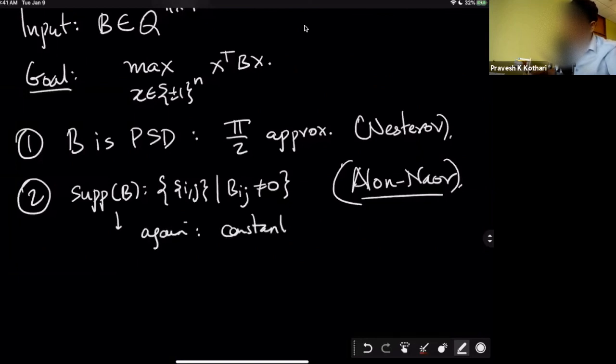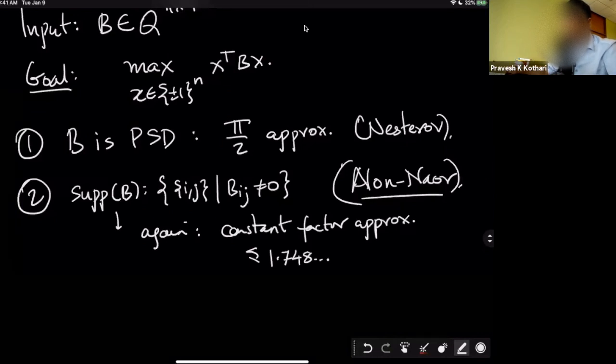Constant factor approximation, believe it or not, what constant it is is a huge open question even now. I will prove to you that this constant is at most 1.748 something, but it's already known that it's not tight. The proof I'm going to give you, it's already known that it's not tight.